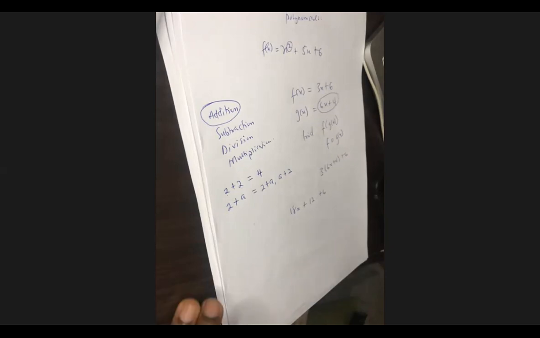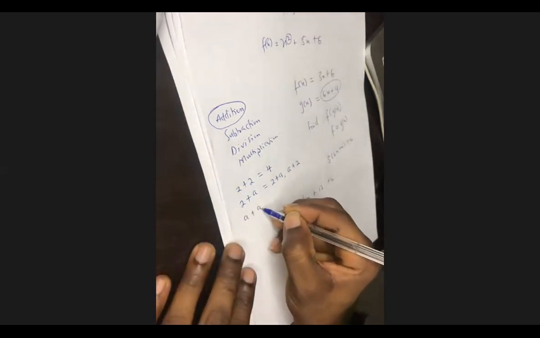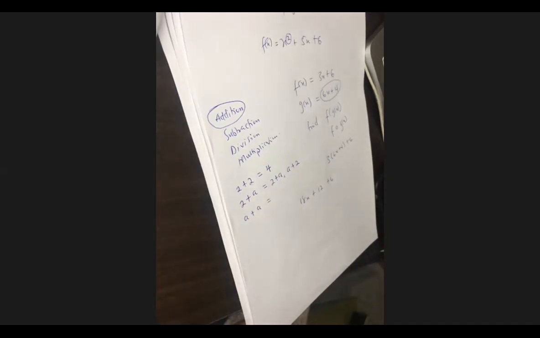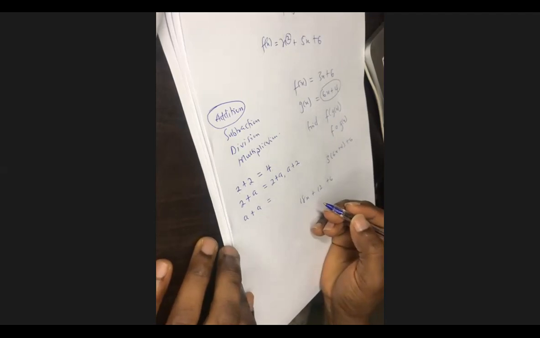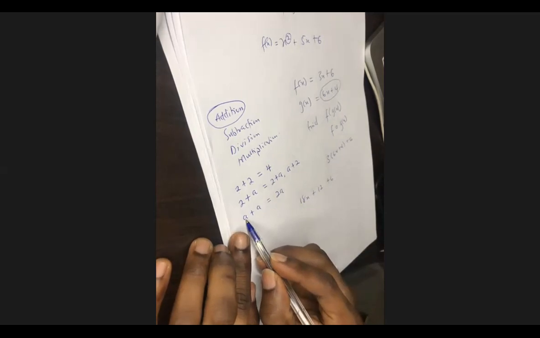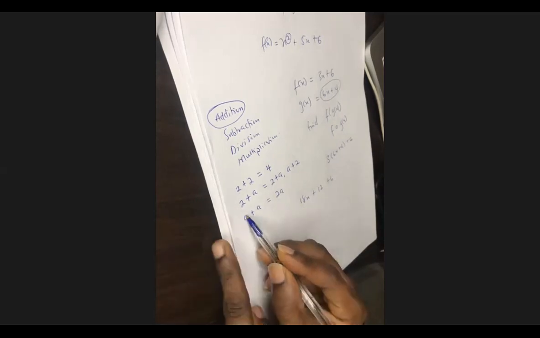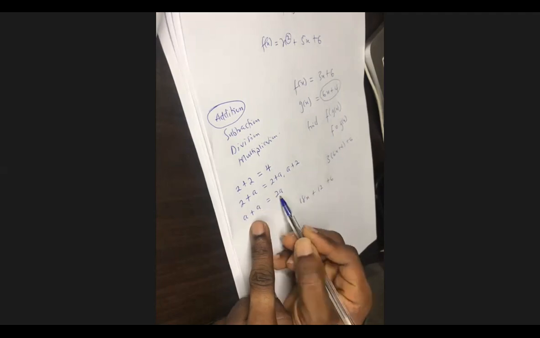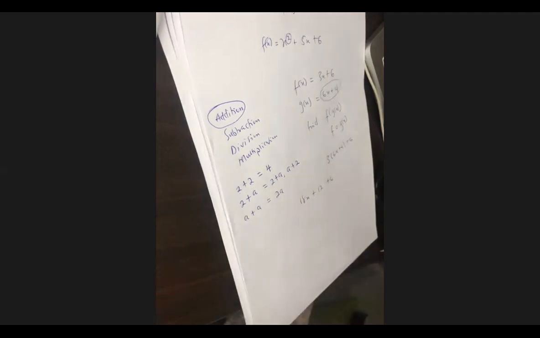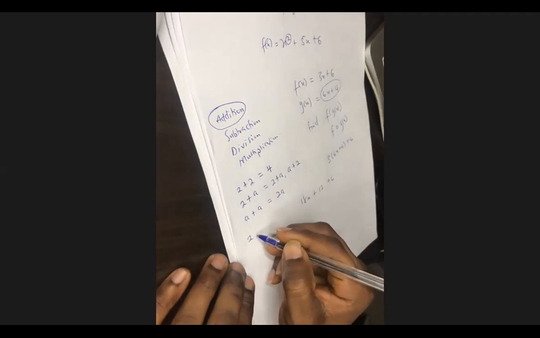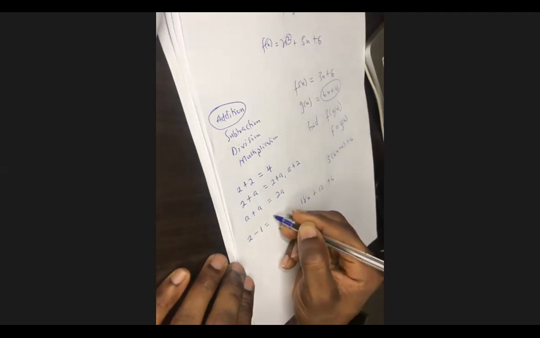Now let me pick a variable and a variable. So a plus a. What are you going to have? 2a. So a variable can be added to the same variable, and then you have 2a. That is for addition. Now, if I have subtraction, so 2 minus 1, now I have 1.